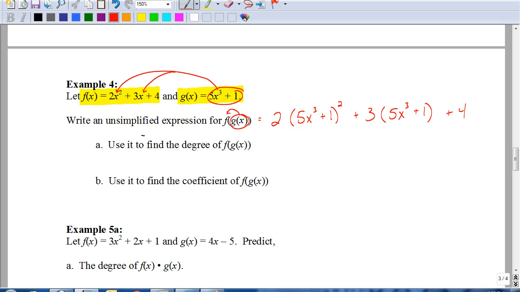Now it says use it to find the degree of f following g of x. Now notice how I'm going to get the degree from this section. More specifically, I'm going to get the degree from the 5x cubed being squared. Remember, a power of a power postulate tells me that I would take these two and multiply them together. So I would take 3 times 2, which is 6.